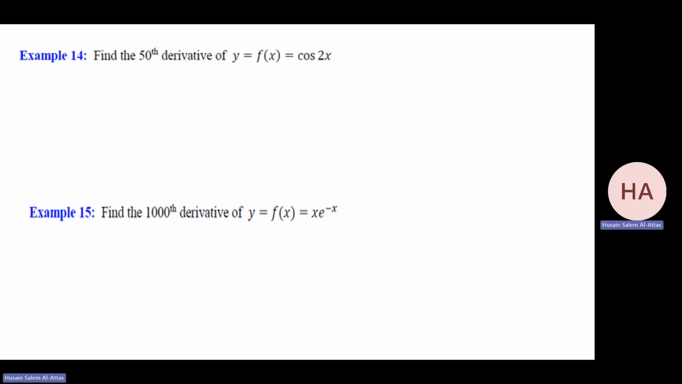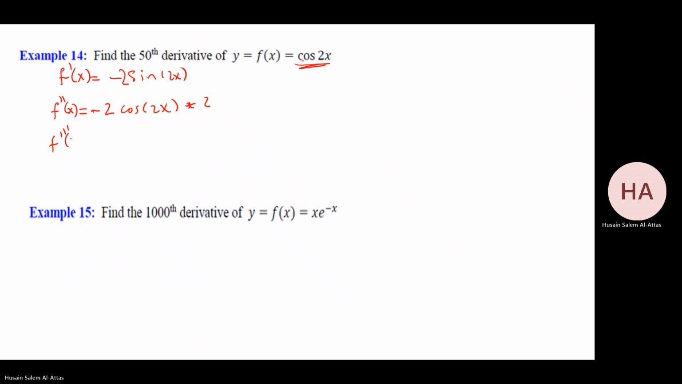Let me do 2 more, then I will stop. Find the 50th derivative of this. Remember when we dealt with cosine and sine, we said every 4 times they will repeat themselves. So let us see what will happen if I have cosine of a value. First derivative: minus sine 2x times 2. Second: minus 2 cosine 2x times 2.